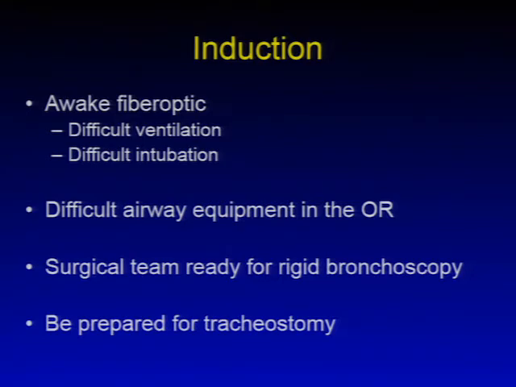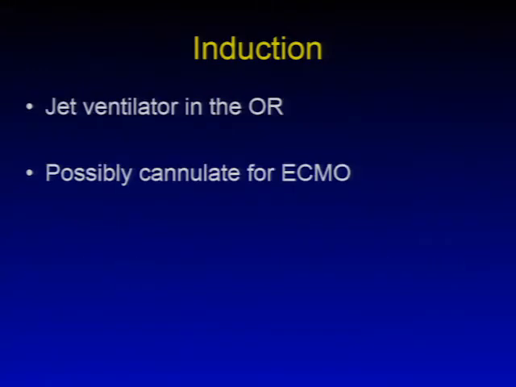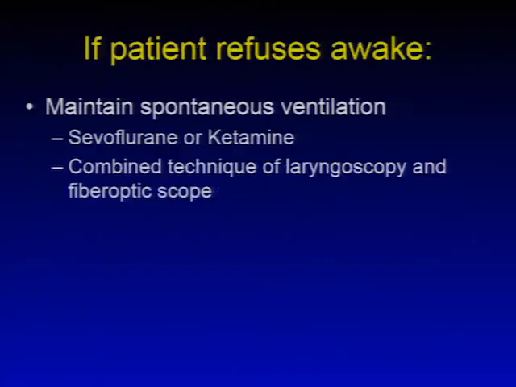The surgical team should be ready to do a tracheostomy and should be ready for a rigid bronchoscopy, which should be in the room. A jet ventilator should also be in the operating room, and a determination should be made beforehand whether or not this mass is so serious that the patient requires cannulation for ECMO prior to induction, or to have the cardiothoracic surgeons on standby to place the patient on ECMO. And these are all very important things to remember in the operating room.